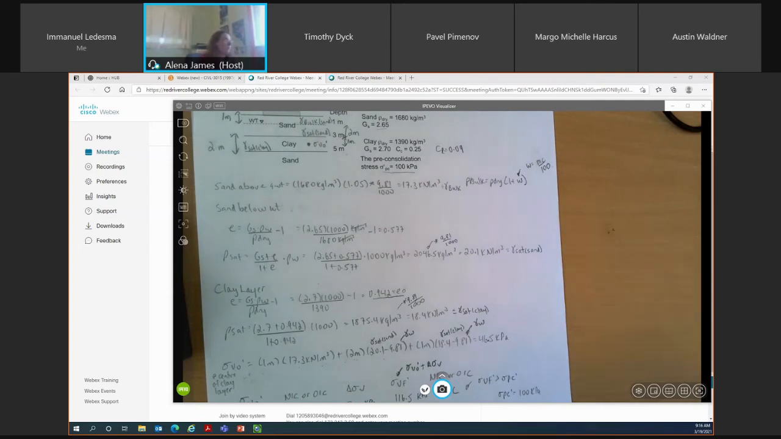The same process was followed for the clay layer. We were provided a specific gravity and a dry density of the clay material. So we had to go through and calculate our void ratio for our clay material. And once we knew the void ratio, we could calculate our saturated density and convert that to a unit weight.